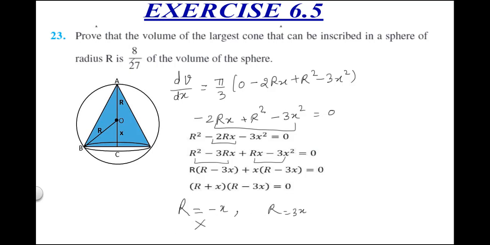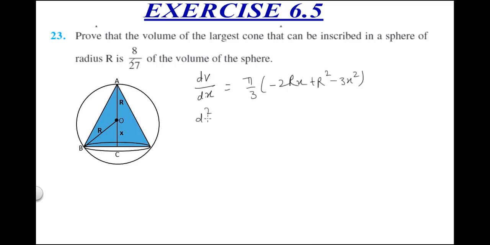So radius can't be negative, so that won't be possible. The only answer left with us is r equals 3x, or we can write x is equal to r divided by 3. Now at this value of x, we have to show that the second order derivative, what we have to prove? The largest volume, that means the maximum. So the second order derivative for volume should be shown as less than 0. Let us find the second order derivative.